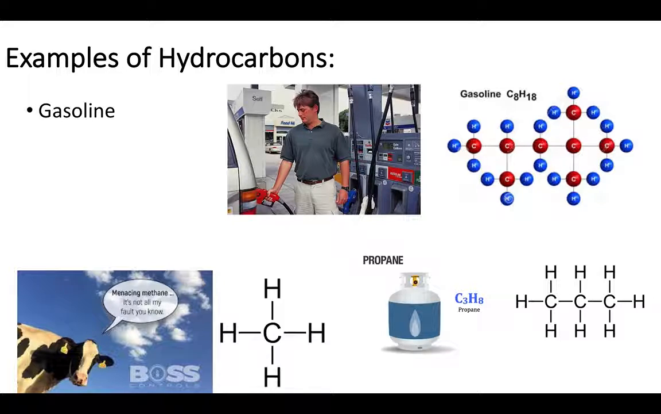quite jealous of you. And you can see the chemical formula for gasoline over on the right. We have 8 carbon atoms and 18 hydrogen atoms. Propane is also a hydrocarbon, C3H8.